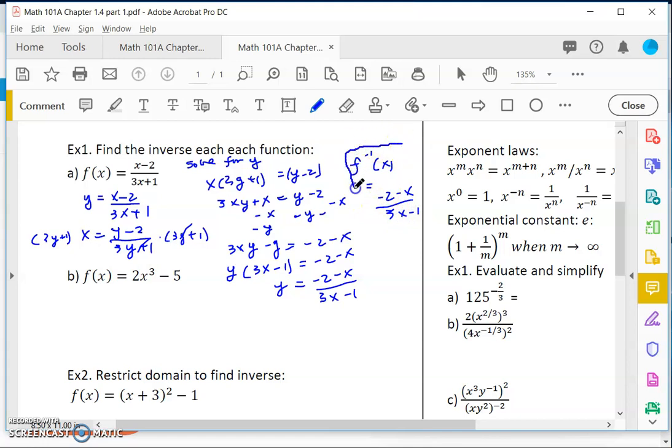Okay, so this is the answer. So the trick is you have to factor y. Move all the y terms on one side and factor y.